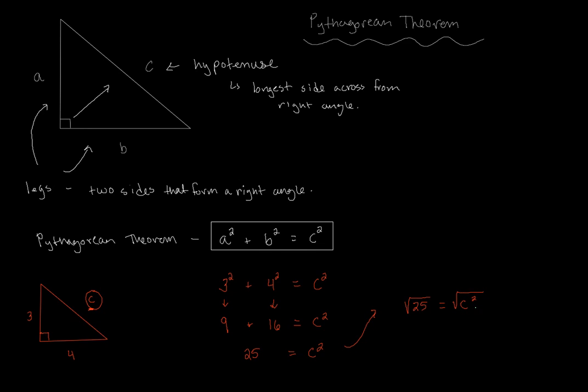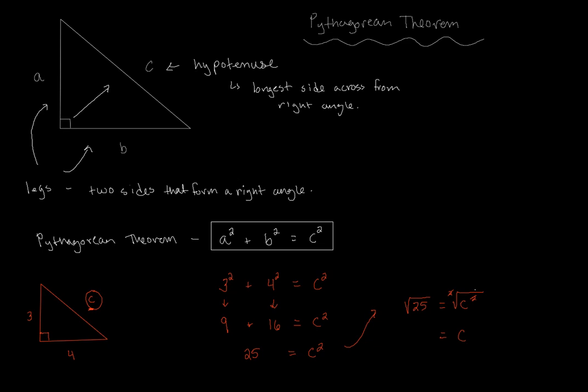Because whatever I do to one side, I have to do to the other, since I want to get C by itself. If we take the square root of C squared, we just end up with C, because the square root and the square cancel out. And then the square root of 25: if you've practiced with square roots before, you know the answer, but we're trying to think about what number, multiplied by itself, gives 25.